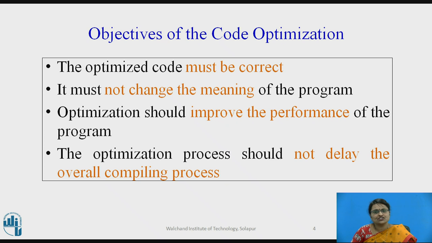And optimization should improve the performance of the program by and large, because the main objective of code optimization is improving performance. The speed improves in the form of CPU cycles, or it may use less memory space. And the optimization process should not delay the overall compiling process. It should not take much time to do the code optimization, because it may affect the speed of the compiler also. These are the main objectives of code optimization.